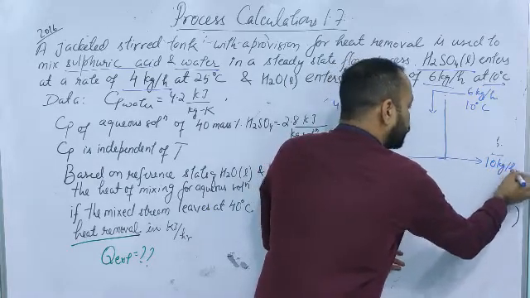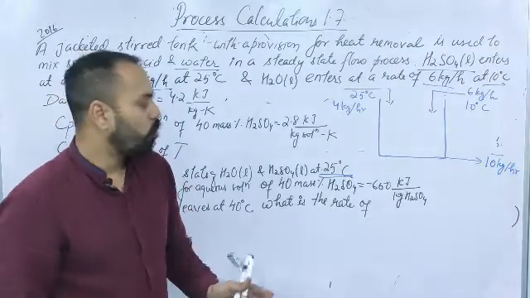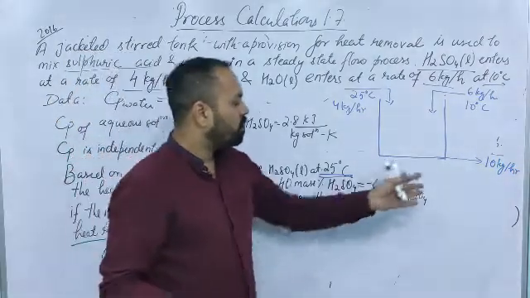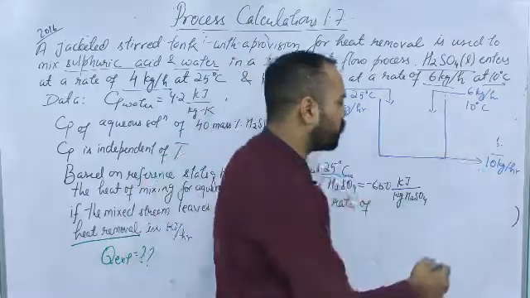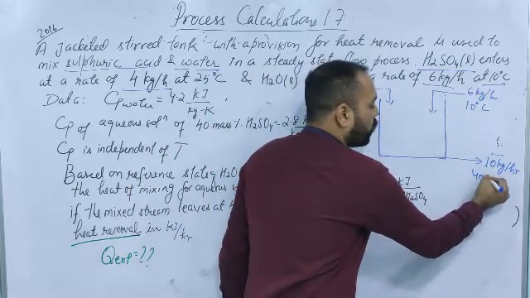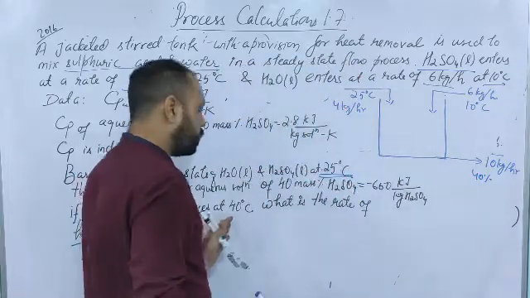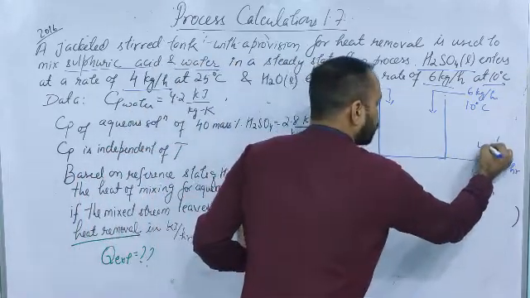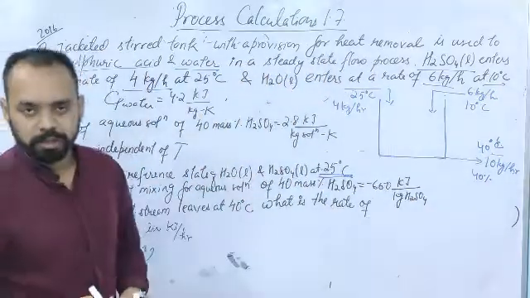But this 10 kg per hour, is it completely sulfuric acid or completely water? No, it's an aqueous solution. And what is in that solution? In this 10 kg, 4 kg is the sulfuric acid. So what should be the mass percent here? It is 40 mass percent. And what is the temperature of the exit stream? It is given that the mixed stream leaves the tank at 40 degrees Celsius. So that is the scenario, and that is the mass balance for this process.